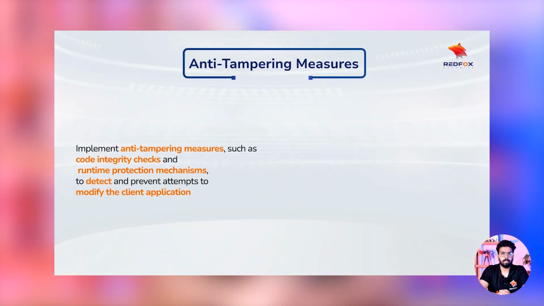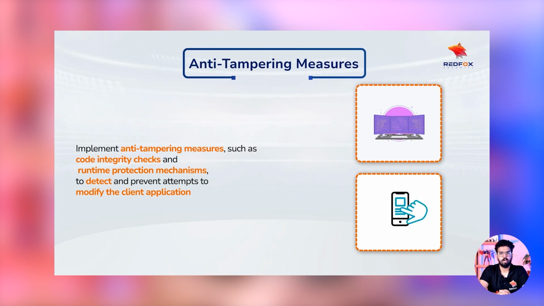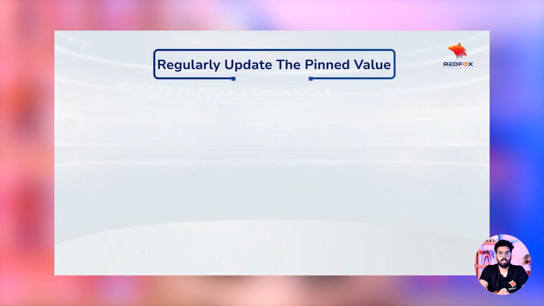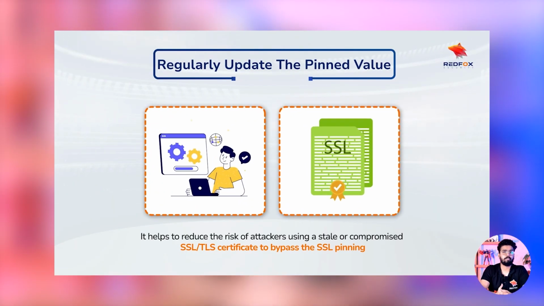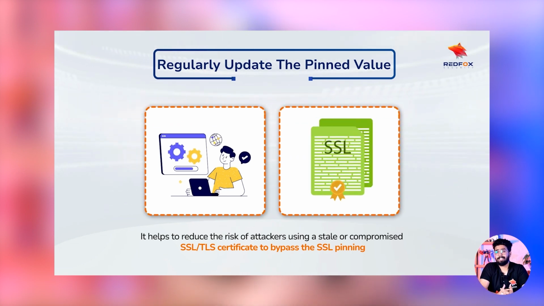Let's now discuss what measures can be taken to mitigate SSL pinning bypass. Implement anti-tampering measures such as code integrity checks and runtime protection mechanisms to detect and prevent attempts to modify the client application. Regularly update the pinned value. This reduces the risk of attackers using a stale or compromised SSL/TLS certificate to bypass the SSL pinning.